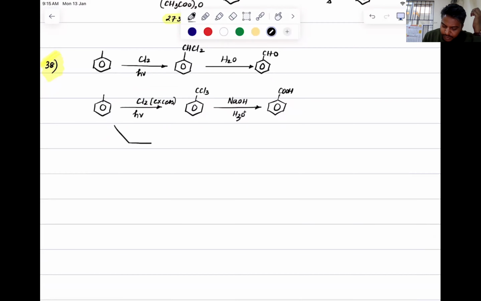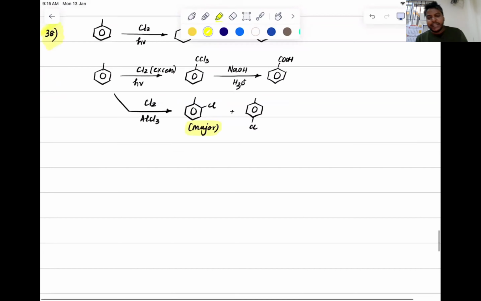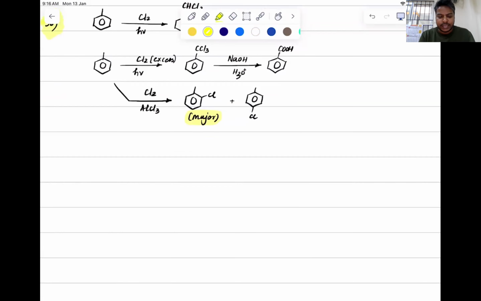But if the same thing is given like this, Cl2 with AlCl3, then you will make a substitution here at chlorine and here at chlorine. Now this time the major product is ortho. Okay, so this is an important part, this is the only case as per NCERT where chlorination of toluene will come as major product as ortho.